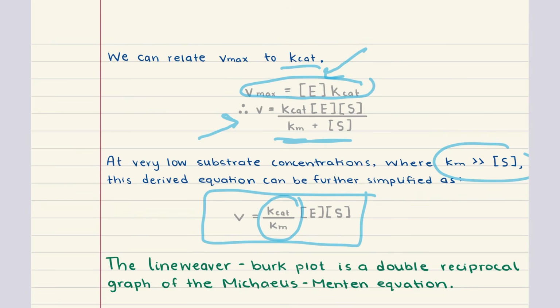So to summarize, the Michaelis-Menten model helps us describe how substrate concentration affects reaction rate. Vmax tells us the upper limit, Km tells us about substrate affinity, and Kcat tells us how efficient each enzyme is when it's fully active.